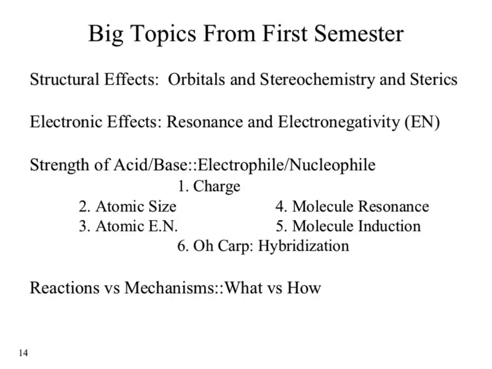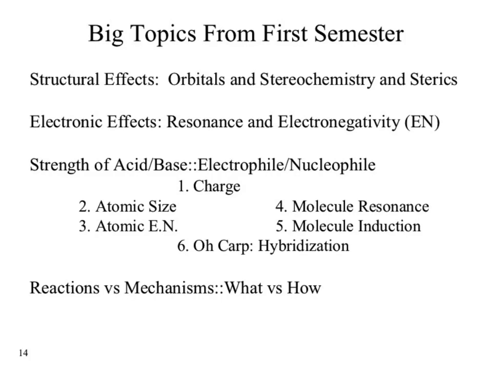So, big topics from first semester. This is my breakdown of what I see from first semester that you should remember. We get structural effects. This is really unit 1. This is orbitals: hybridization theory, molecular orbital theory. Everybody hates molecular orbital theory, pretty much universally.